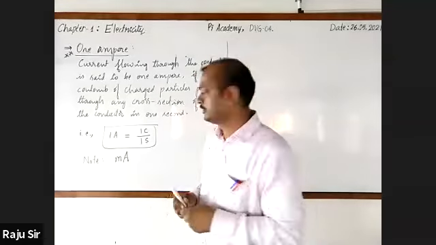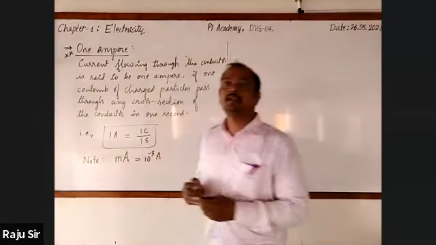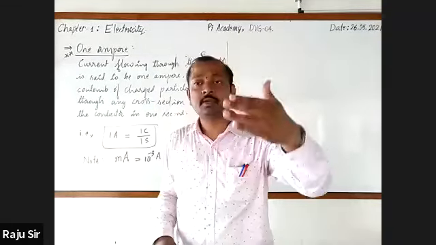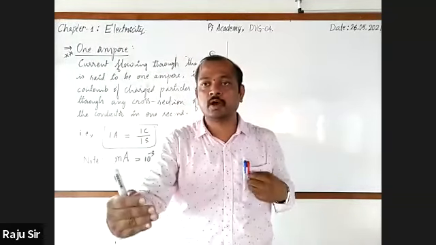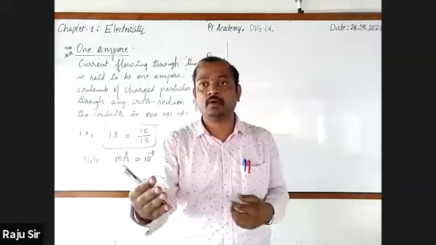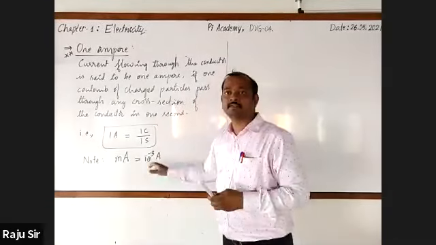Yes. Very good. It is microampere. Then what is the value of milli? 10^-3 amps. Dear students, even in your previous classes, you have come across prefixes like centi, milli, micro, mega, giga, tera, femto, is it not? Even nano, angstrom, all these. Here, milli means 10^-3.